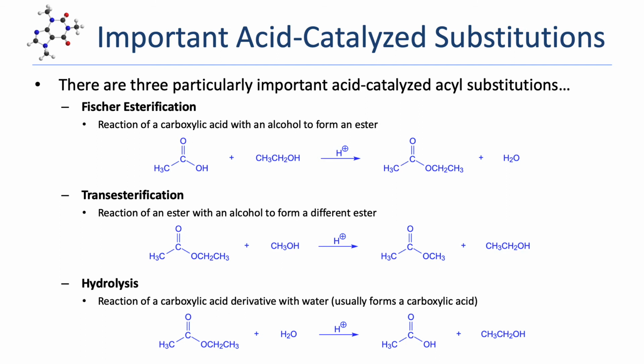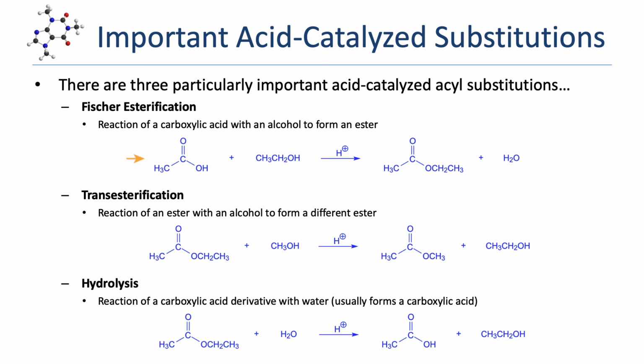First, we have the Fischer esterification, which is the reaction of a carboxylic acid with an alcohol under acidic conditions to form an ester. In this example, we can see acetic acid reacting with ethanol in the presence of an acid catalyst to give ethyl acetate and water as a byproduct. This reaction really exemplifies the importance of the acid-catalyzed acyl substitutions. Without the acid catalyst, this reaction would fail, and equilibrium would favor the reactants.